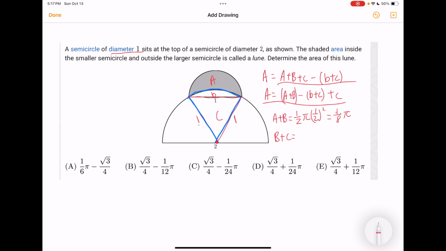And by the way, we know these two are 1 because it tells us that the diameter of the whole semicircle is 2. So radius would be 1. So we know that this triangle C is an equilateral triangle. So we know that the degrees would all be 60.